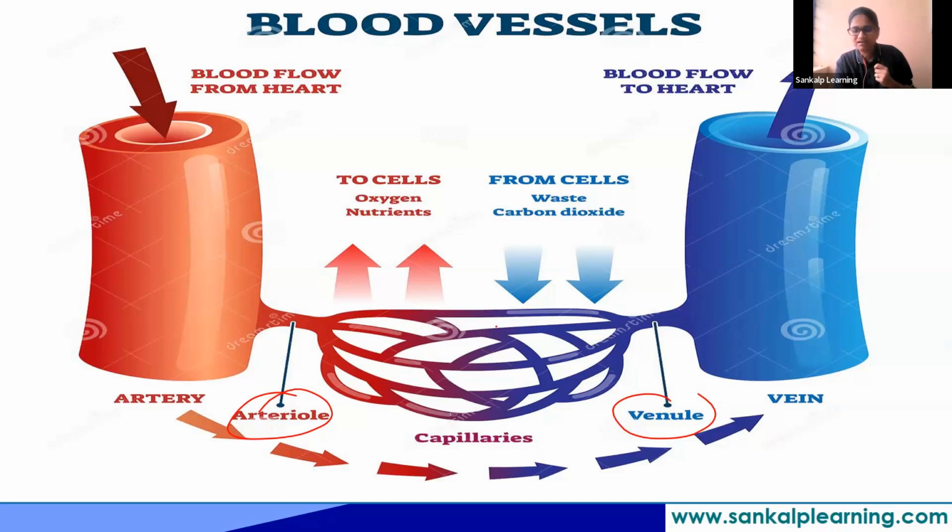From here the blood color is shown as blue. Blue indicates, in our body it will not become blue, but for our understanding it indicates that this blood contains carbon dioxide and waste. So the blood which contains carbon dioxide and waste will be carried by veins or a venule. Venule means branches of veins. Venules or veins carry this carbon dioxide rich blood to the heart.